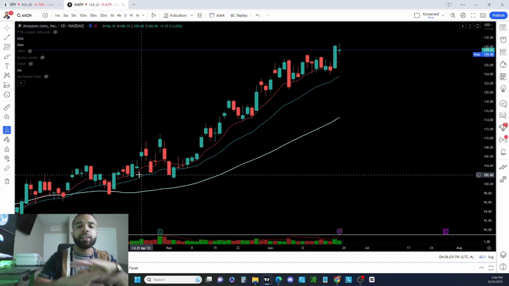On the weekly, there's only buying. This means that if you're on the day chart, you should still only be looking for buys, right? Even if you're scalping, you should still be looking for buys because this is a stronger stock to the upside.